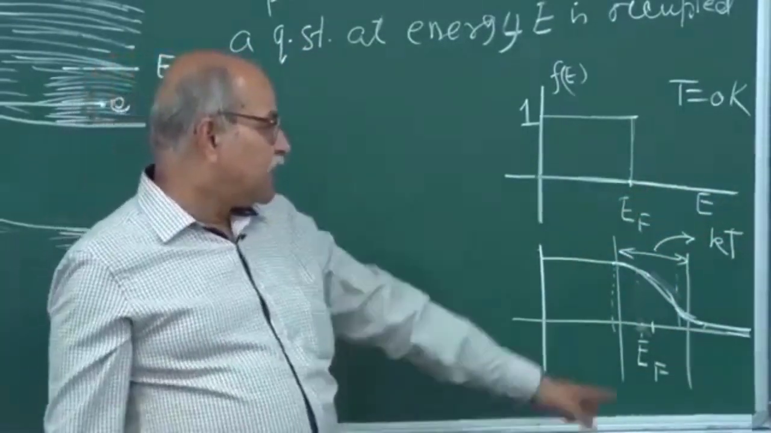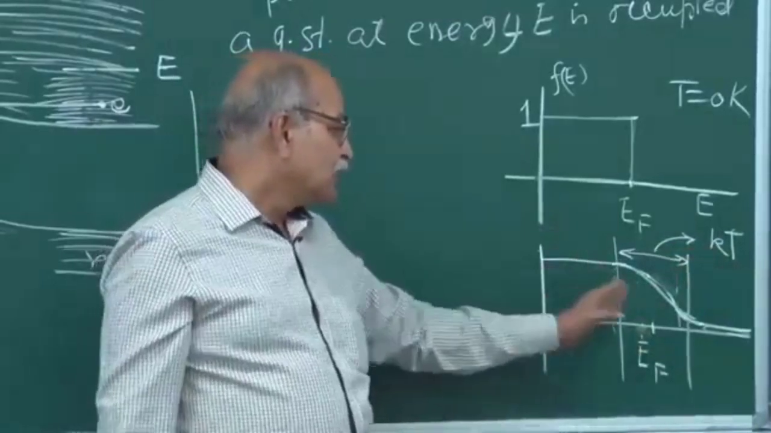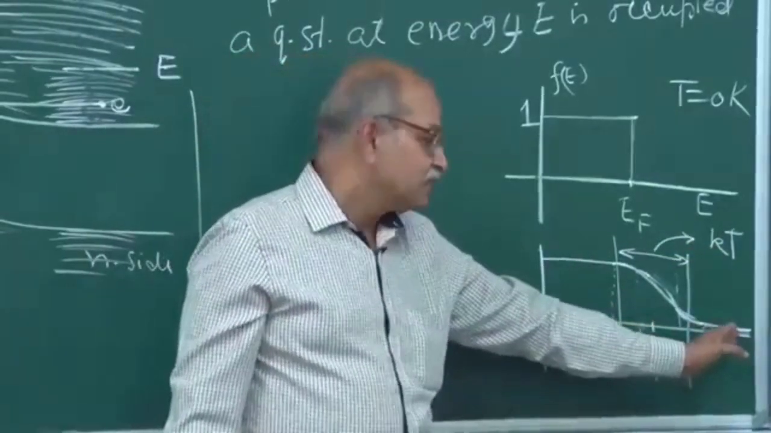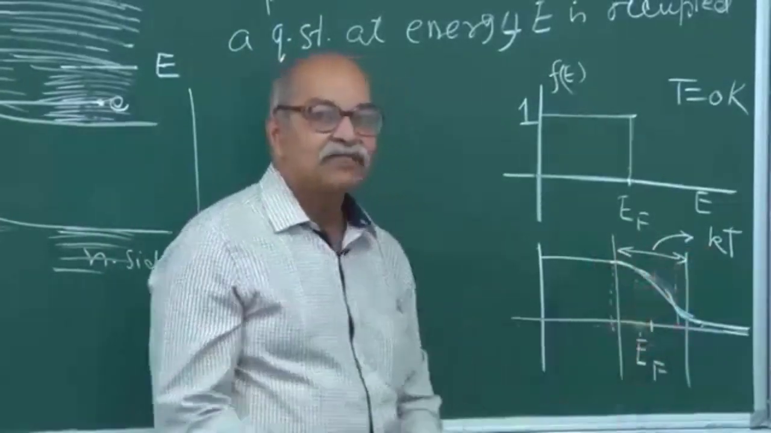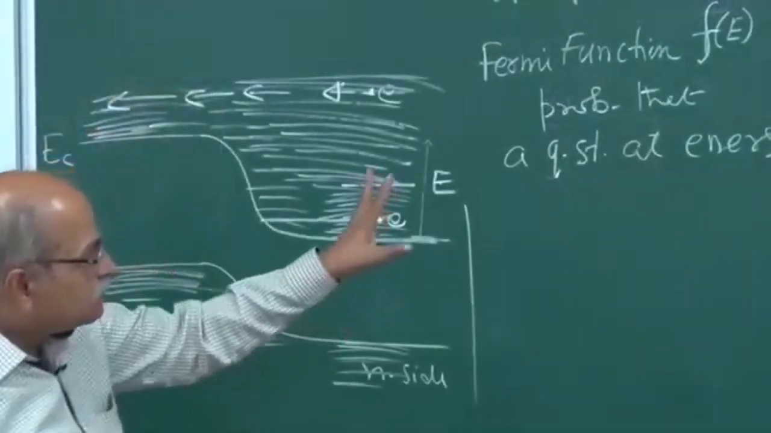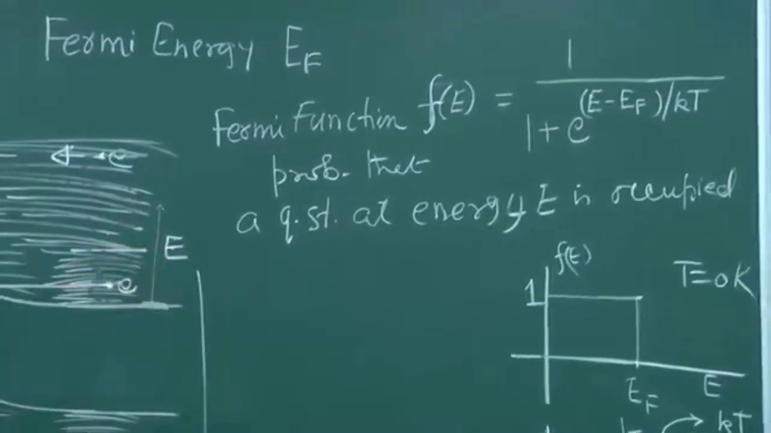So if you are, say, 100 kT to the left, the probability is almost 1. If you are 100 kT on the other side, the probability is 0. But if you are, say, 2-3 kT on this side or that side, then you can have this probability. Okay, so now let us use this function to get probabilities in intrinsic semiconductor, p-type semiconductor, and n-type semiconductor.